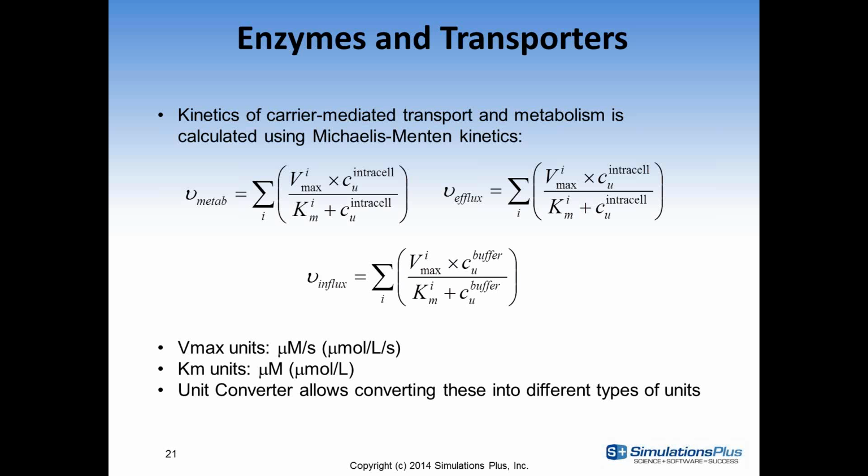Okay, now we're going to move on to enzymes and transporters, and we're using classical Michaelis-Menten kinetics for both metabolic processes, for efflux transporters, and for influx transporters. So these are probably familiar to you if you've used GastroPlus. We have the same kinds of equations in GastroPlus for our PBPK models and for our gut apical and basolateral regions.